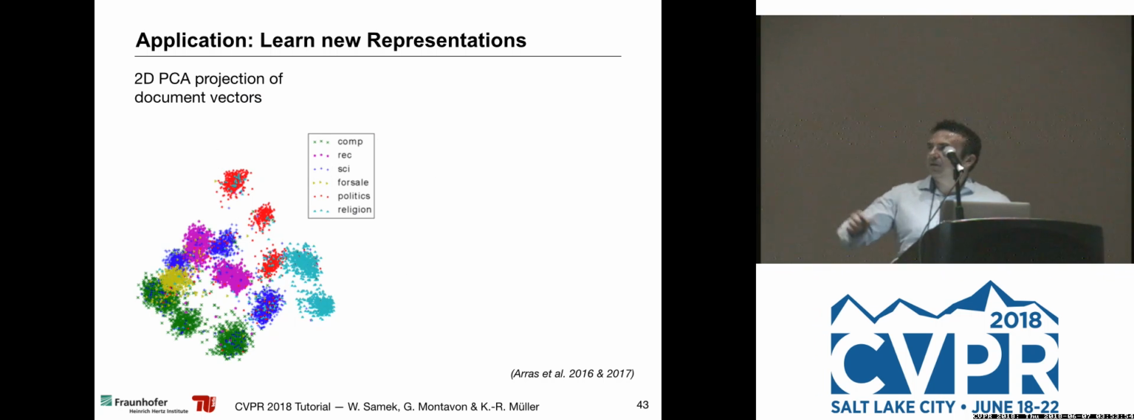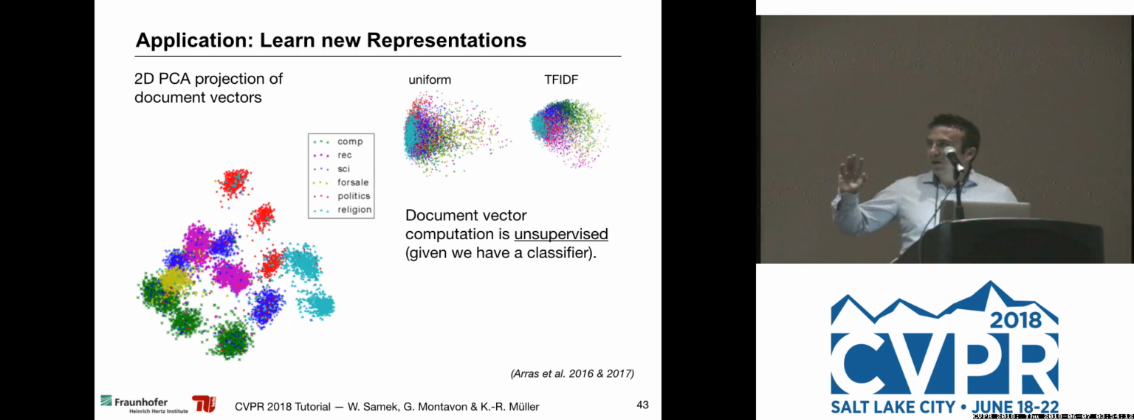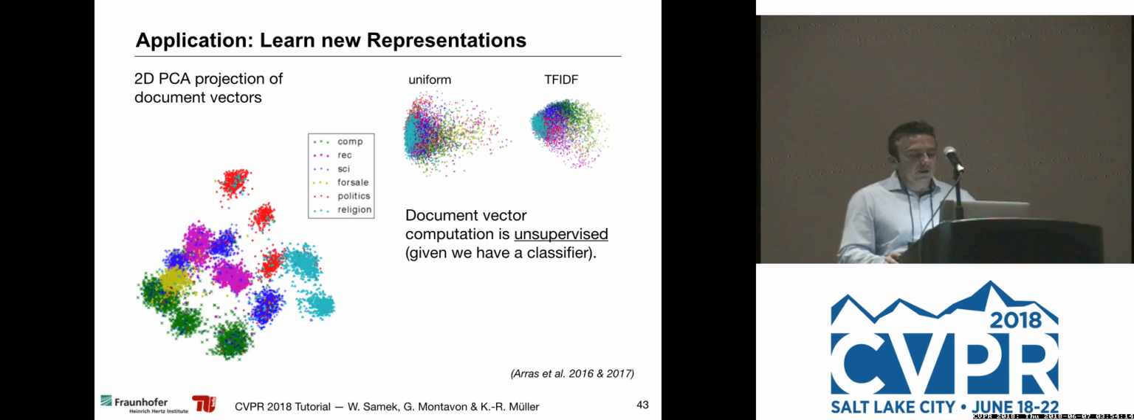So you can see it here, every color is a different category of the word2vec on this data set, the 20 newsgroup data set. Even though the classifier is unsupervised, you just apply PCA to these document vectors and you get a nicely structured representation.